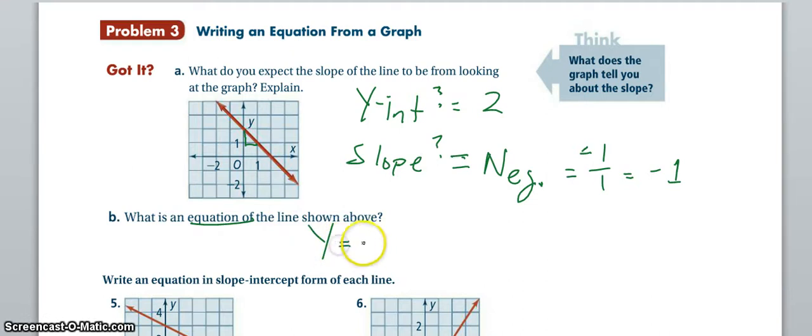So that is y equals mx plus b, where m is our slope. Here that's a -1, and then our y-intercept is 2. Now I can rewrite this again, because instead of putting -1, I can just put -x plus 2.